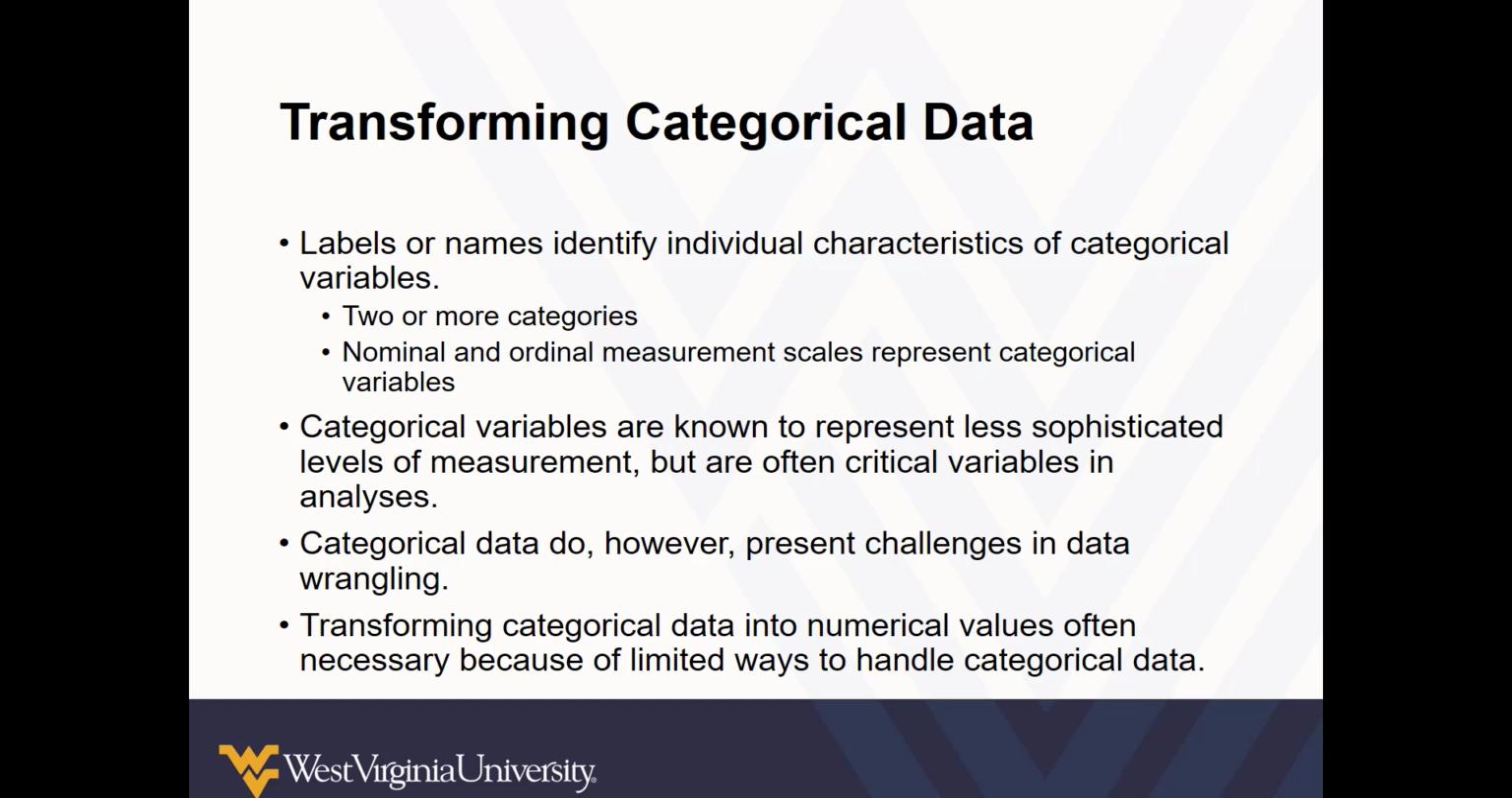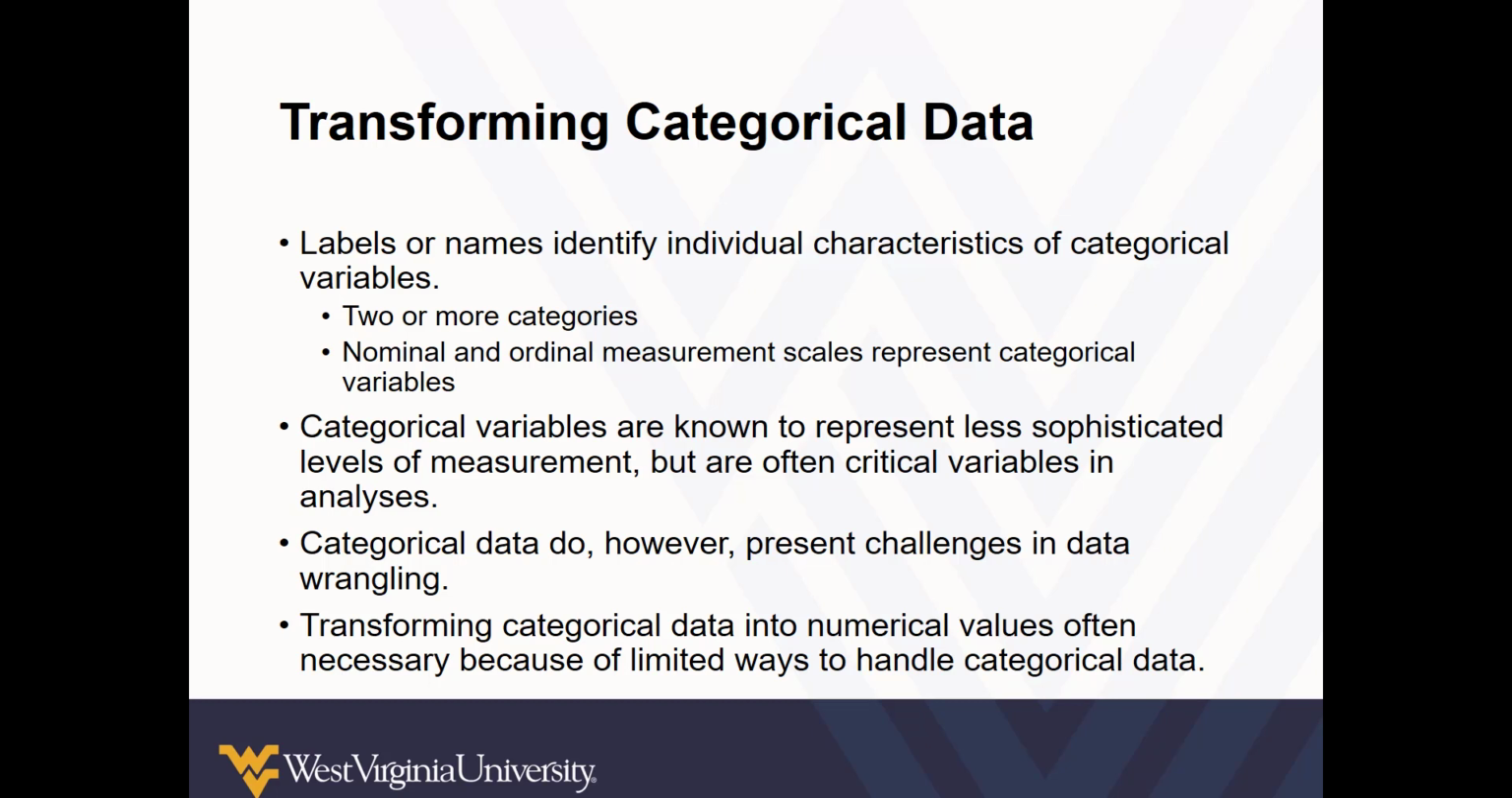Hello again. Now we're going to talk about transforming categorical data. So far we've looked at numerical data, but categorical data is a little bit of a different beast. Labels or names identify the individual characteristics of categorical variables, and they have two or more categories. Nominal and ordinal measurement scales can represent categorical variables.